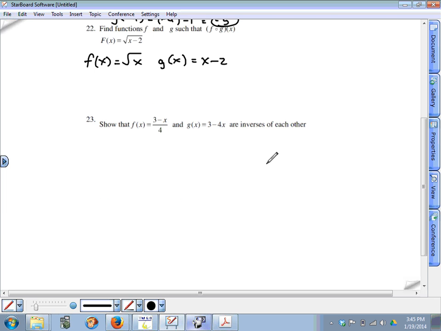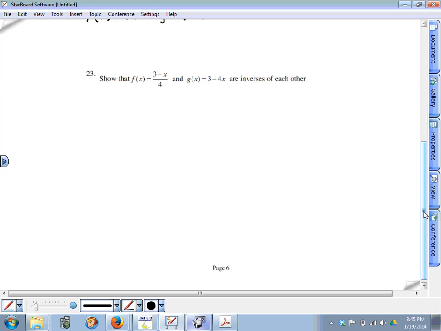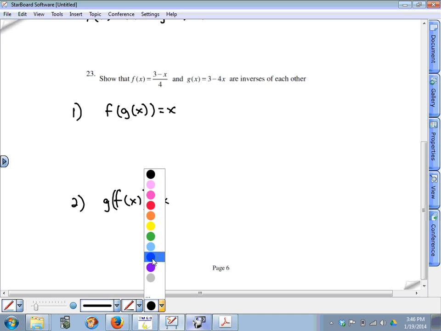Now question 23, I mentioned this in class in lesson 3.7. There's only one acceptable way to answer 23. It's to show for part 1 that f of g of x is equal to x, and for part 2 you have to show the other composition, g of f of x, is also equal to x.